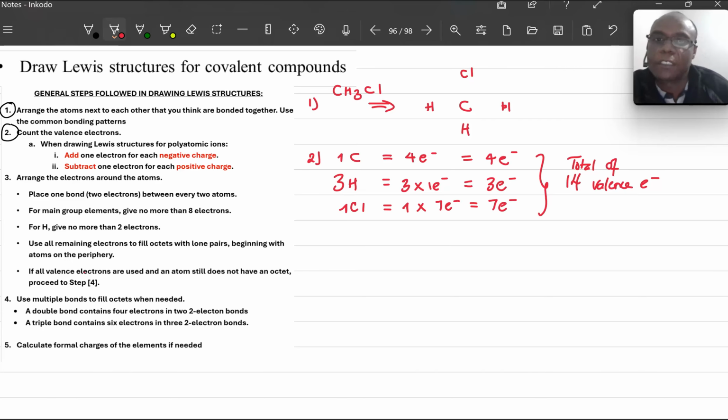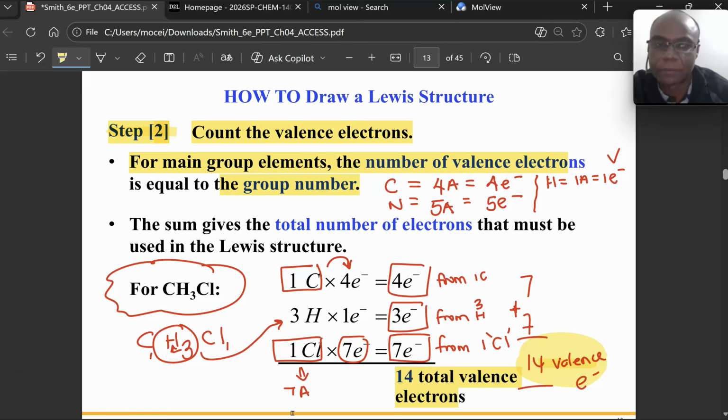Okay, we'll come back to step number 3. Okay, so you see how it says, when drawing Lewis structures, for polyatomic ions, we add 1 electron for each negative, subtract 1 electron for each positive. CH3Cl does not have any polyatomic ion, so we ignore that. Now we're going to go to step 3. Let's go back to the slides and see.